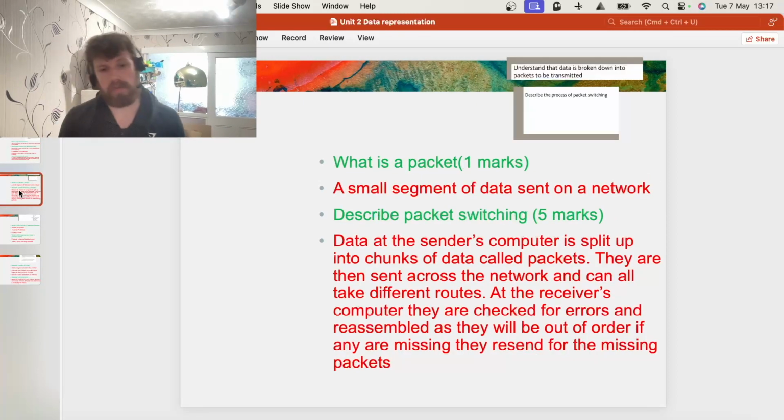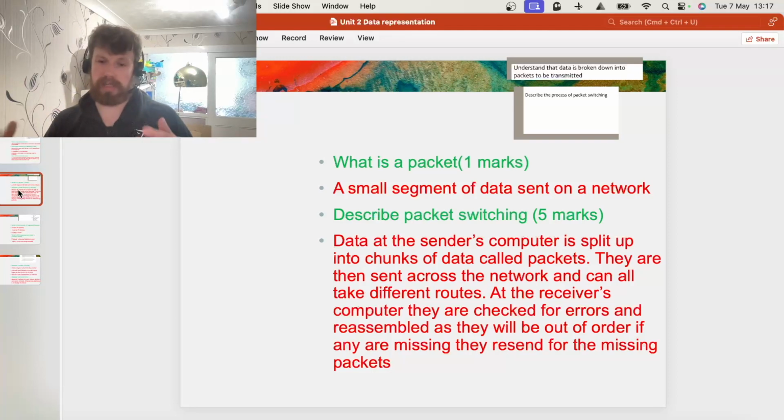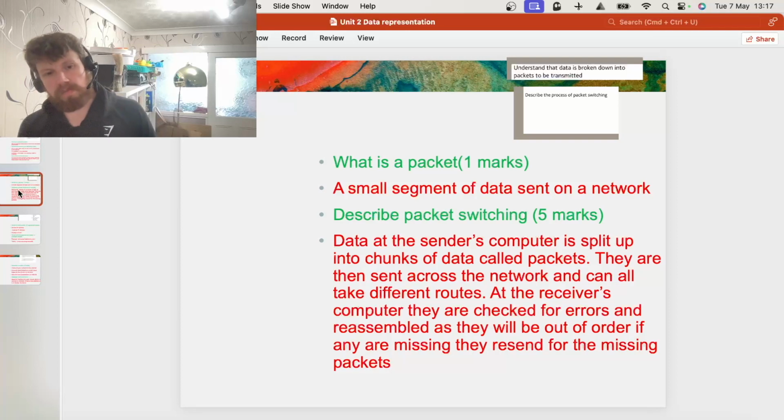The next questions that we've got are going to be to do with packets. A packet is a small segment of data sent on a network, and that's how data travels around on a network. The slightly more challenging question that we've got is: describe packet switching.